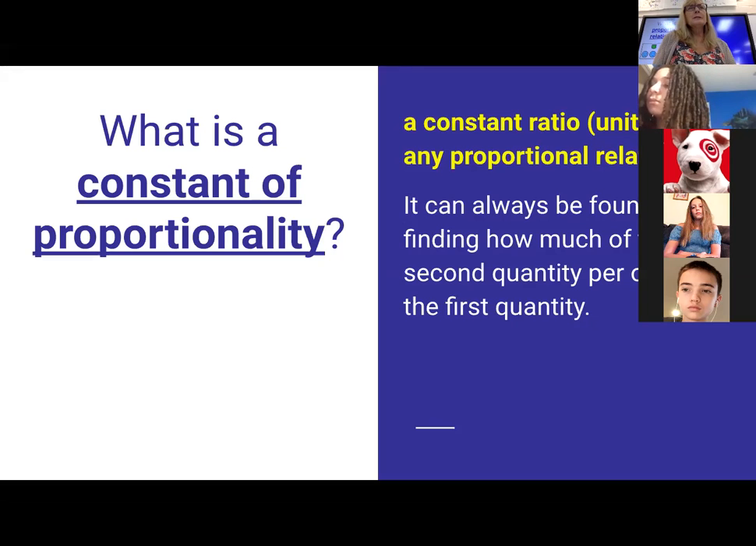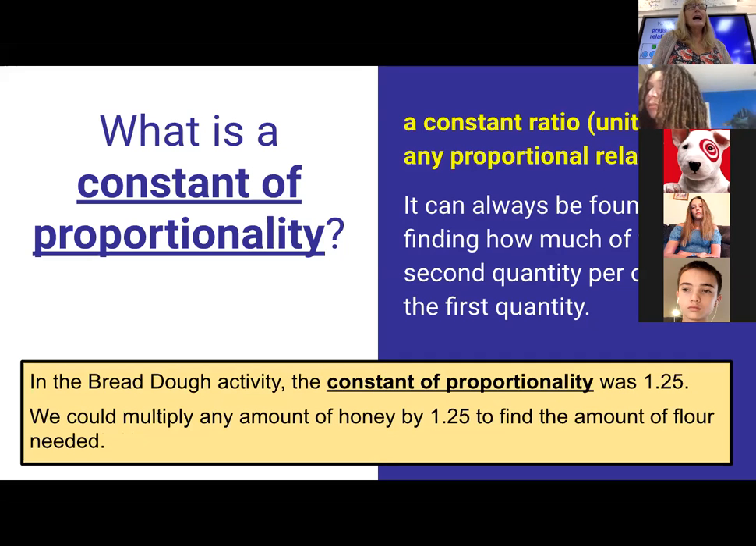And what did I do in the tables when I did that? Do you remember what I added to the table? I added that third column, didn't I, with y over x? And that y over x found the constant of proportionality. So in that bread dough activity, when I did y over x, I got 1.25. And what that means is I'm going to multiply any amount of honey by 1.25 to find the amount of flour that was needed.